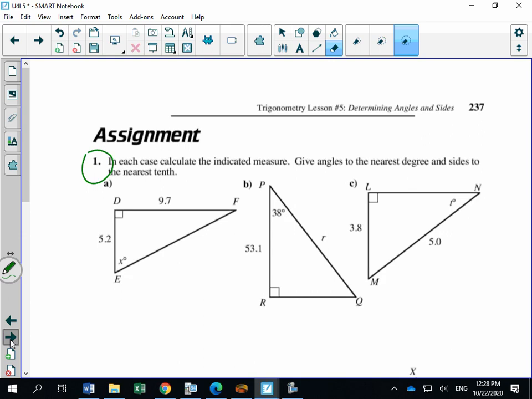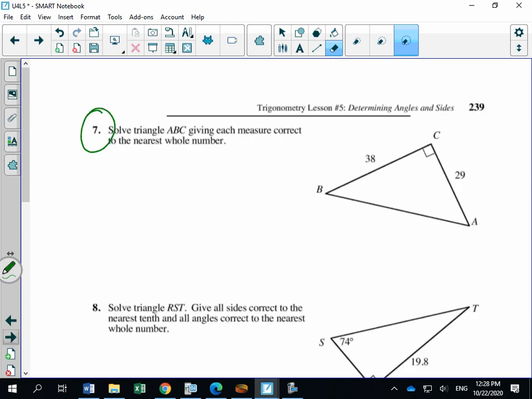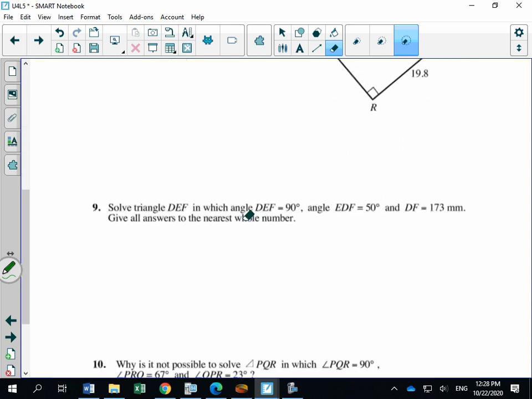So question 1, 7. I really like 7 for the test tomorrow, and I really like 8. If you could do 7 and 8, you're going to be set up for tomorrow's test. Oh, 9. Again, really good. So we'll set 9 up together.